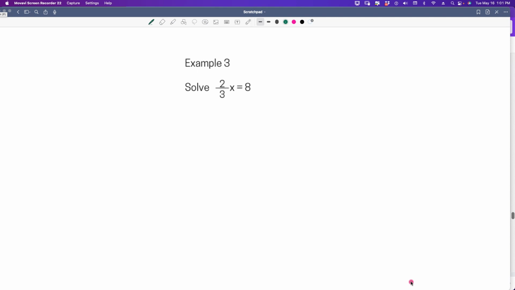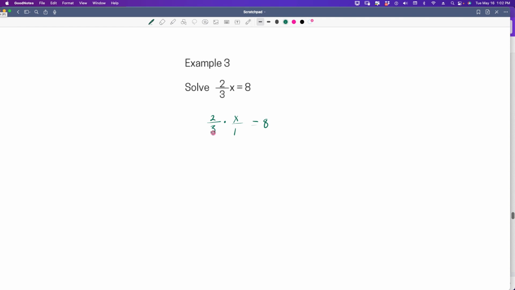So in example 3, I've got solve 2/3 times x is equal to 8. So I have a fraction with a variable. So I recognize the fact that this fraction is both dividing and multiplying x all at the same time. What's literally happening here is that I have 2 over 3 times x over 1. That's what's going on, and that equals 8.